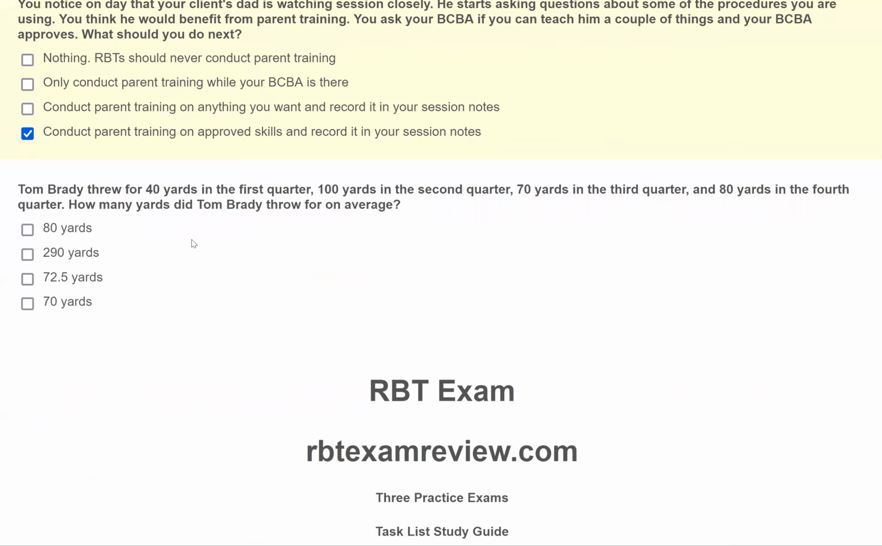Finally, Tom Brady threw for 40 yards in the first quarter, 100 yards in the second quarter, 70 yards in the third quarter, and 80 yards in the fourth quarter. How many yards did Tom Brady throw for on average? Well, we put this in here because it's important that we know how to do averages for the BCBA exam. How do you find an average? Well, you add up all your data points. So we're going to add up 40 plus 100 plus 70 plus 80, and then you divide it by the total number of data points, which is 4, and you get 72.5 yards.